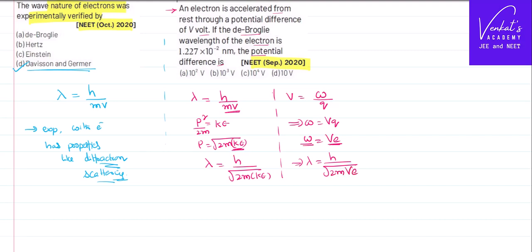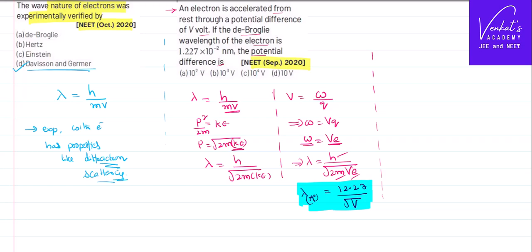If you substitute all these values, Planck's constant 6.6 into 10 power minus 34, mass of electron 9.1 into 10 power minus 31, charge of electron 1.6 into 10 power minus 19, and calculate, it can be found that lambda in angstrom can be expressed as 12.27 by square root of V when you substitute all the values. I am not doing that calculation here. Please confirm and verify; this is even considered a standard equation in dual nature of radiation and matter.